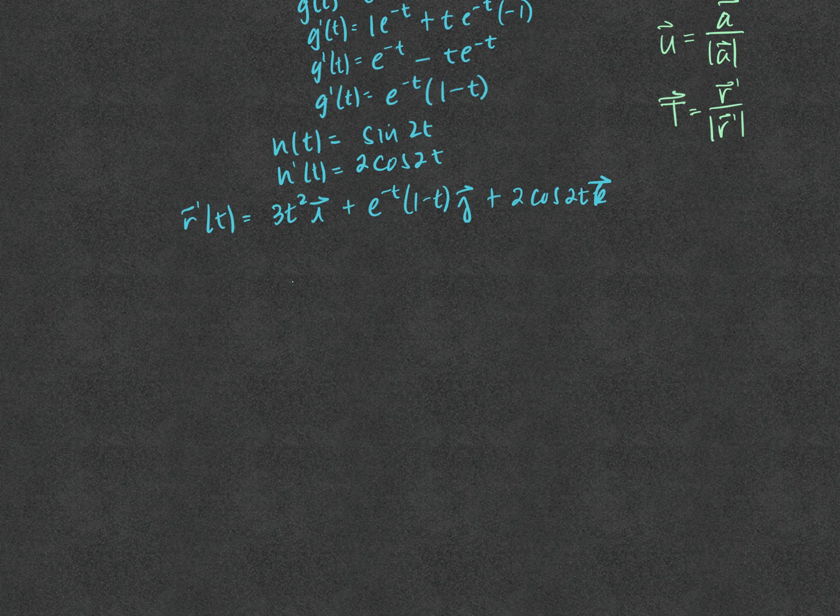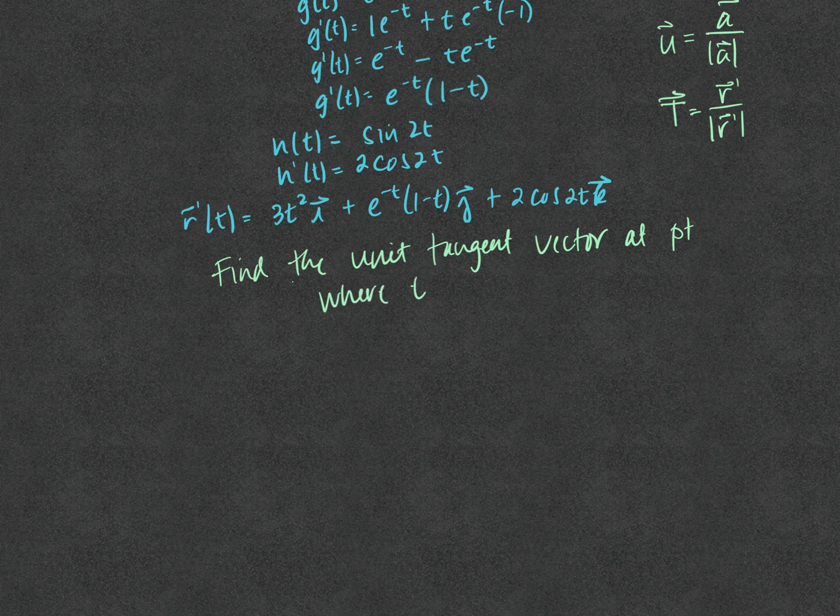In order for you to get all of this, I'm going to go ahead and say the directions say find the unit tangent vector at the point where t equals 0. So that's nice because no one wants to find a unit tangent vector without it. You usually have a value. So we're going to say T equals r prime of 0, the vector, over the length of r prime of 0. So that means we have a vector on the top.